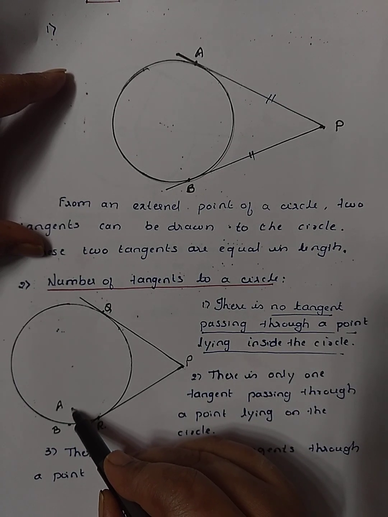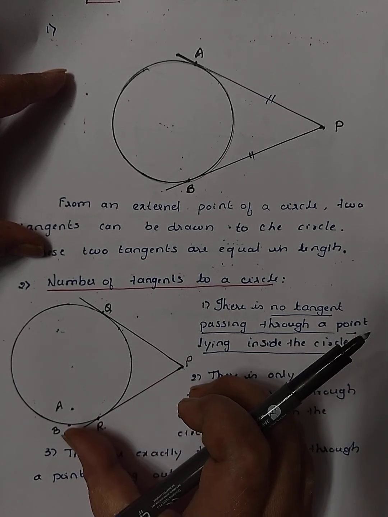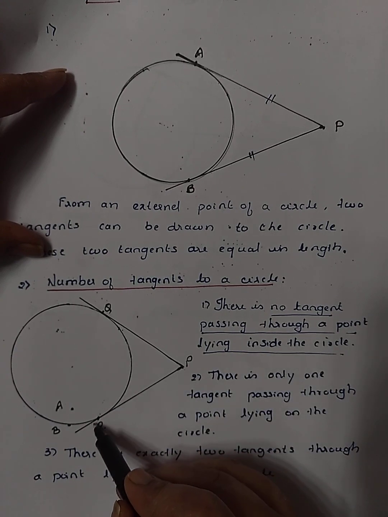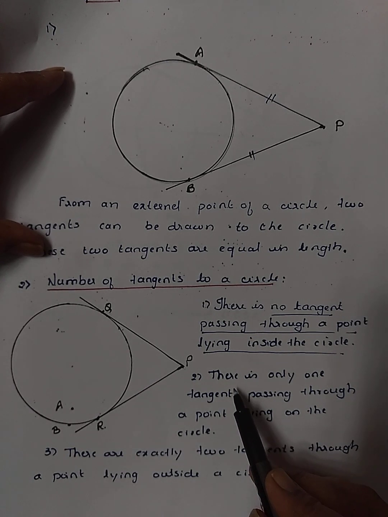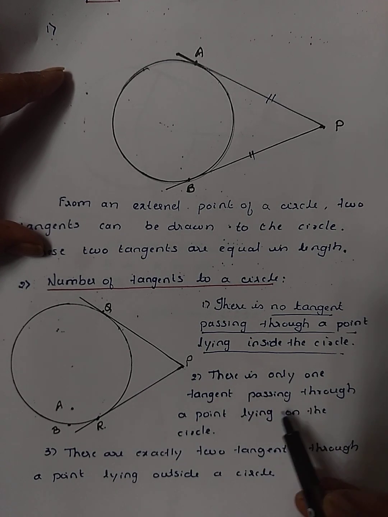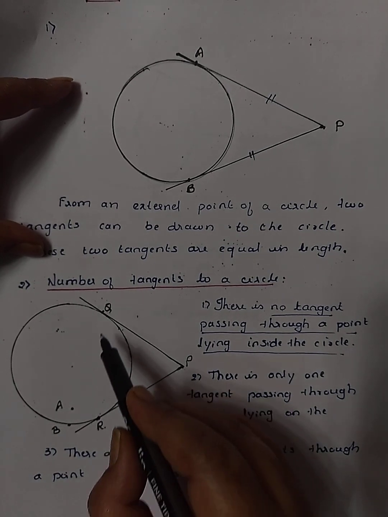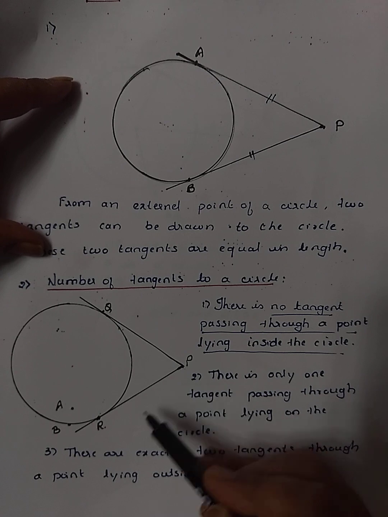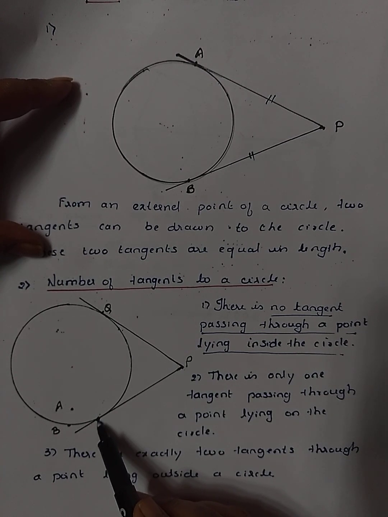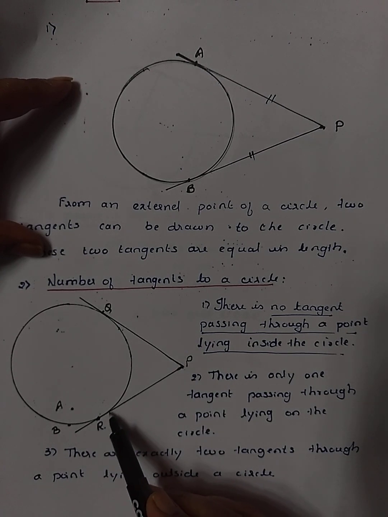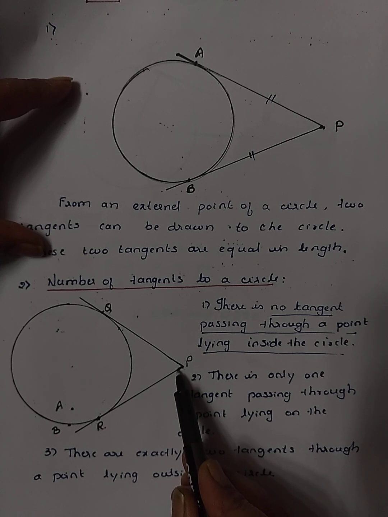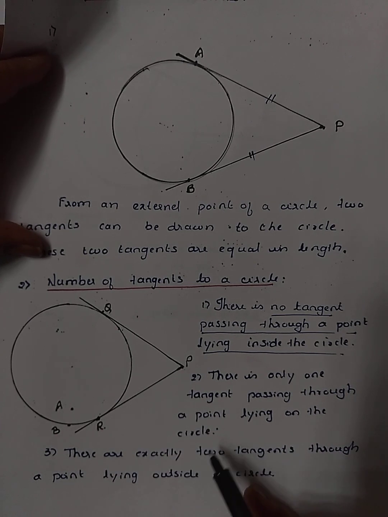The last statement is there is no tangent passing through a point lying inside the circle. It means if a point is inside the circle, we cannot draw any tangent, because what is a tangent? A tangent just touches the circumference of the circle. Next point is there is only one tangent passing through a point lying on the circle. Suppose R is a point, Q is a point. We have drawn two tangents here. From the point of contact R, we can draw only one tangent. So this is the second point.